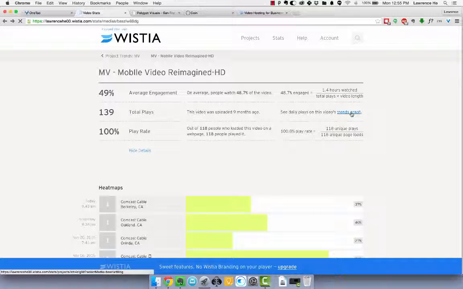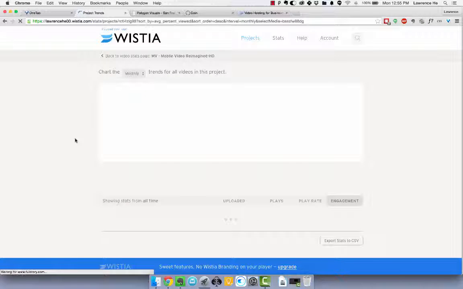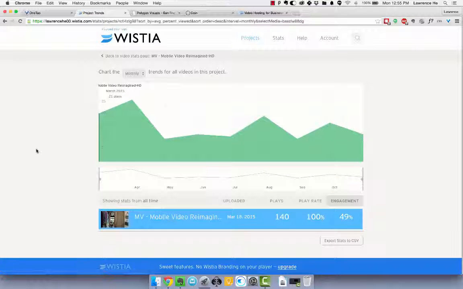Let's click on trends graph. And here's the monthly trends for the video of people watching it, and it's interesting because I probably uploaded it somewhere earlier in March, and there's a spike in plays in April when I started doing a lot of cold emailing, and then I just let it off, but people would still watch the video. And then when I started running Google ads, there were more plays, and now I've stopped Google ads, started running Google ads again, and it's dropped off. So you can see that that is pretty consistent with my results.